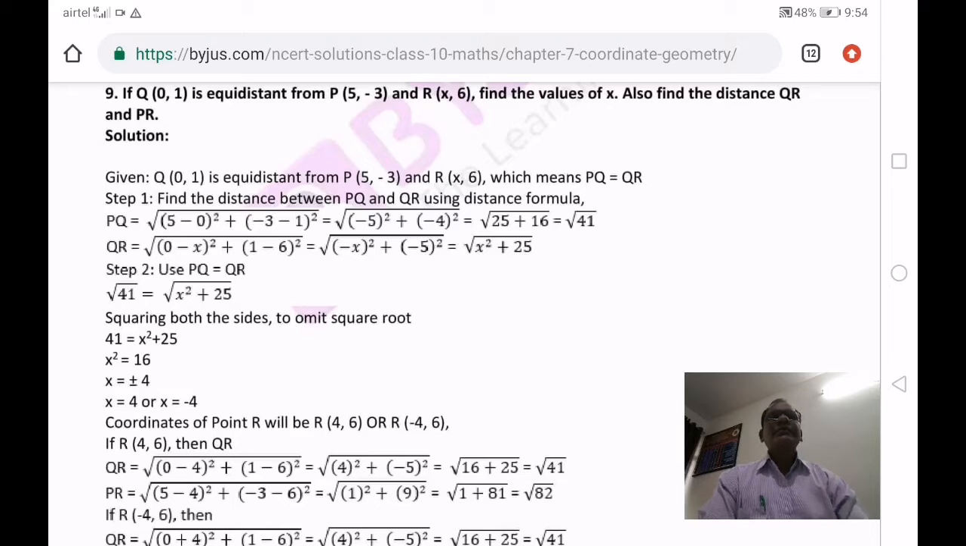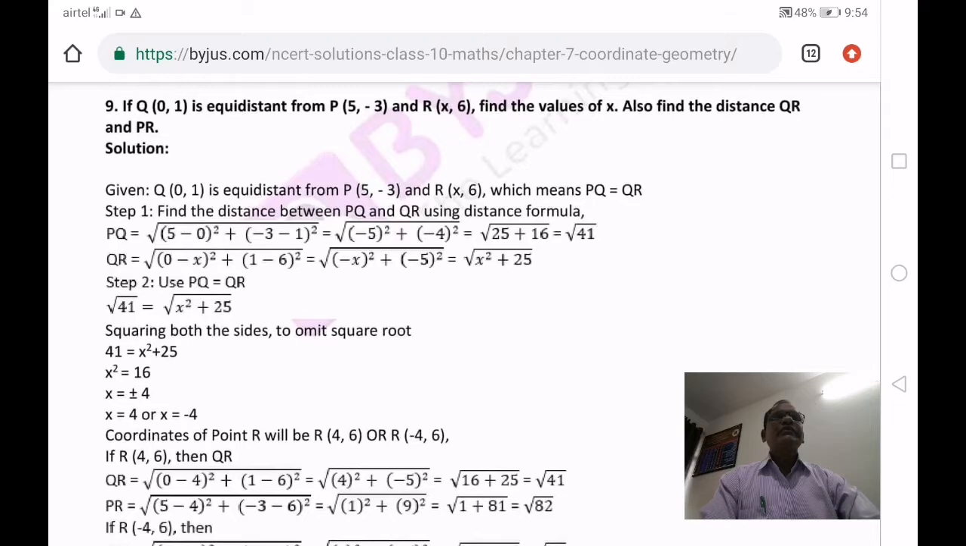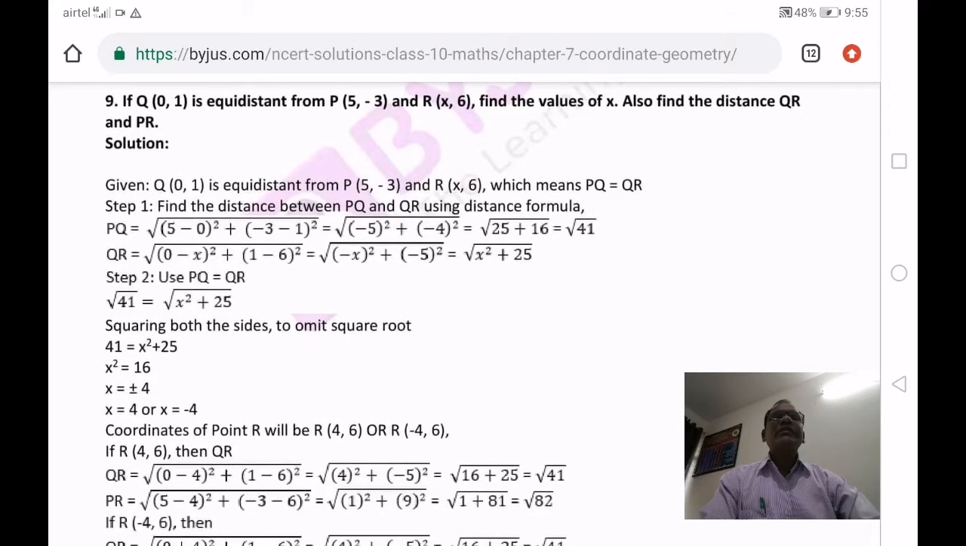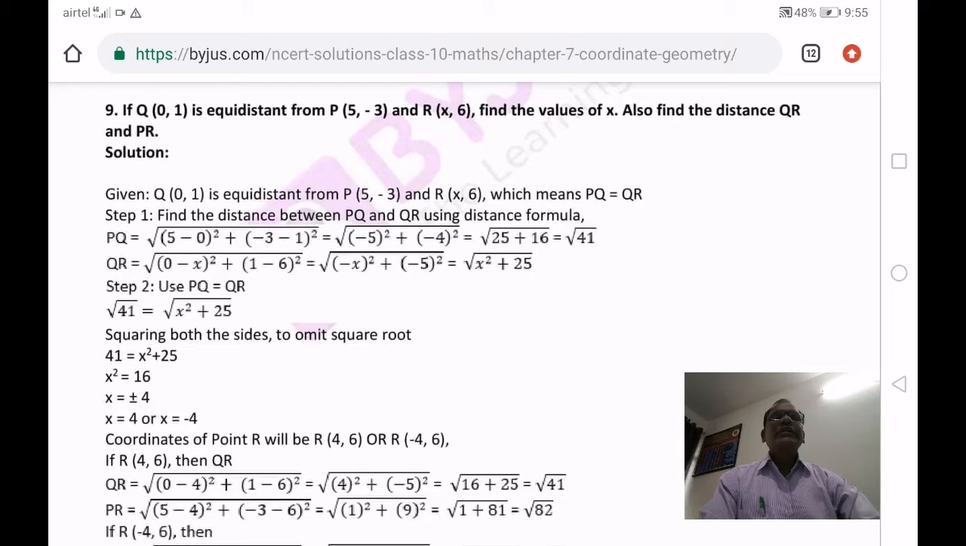It is given. Here the points are P and R. P is (5, -3) and R is (x, 6). These two are equidistant from Q(0, 1). That is the main concept. So here we have to find the distance using the distance formula. What does equidistant mean? It means the distance PQ equals the distance QR. This point Q is equidistant from P and R. That's why we have to write the distance of PQ equals QR, using the distance formula.